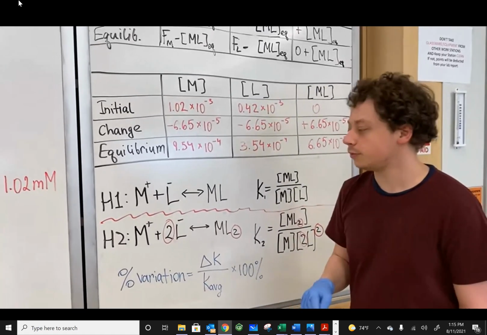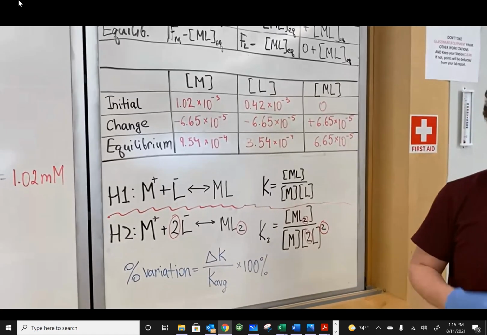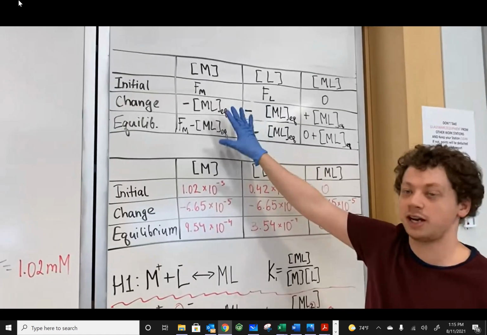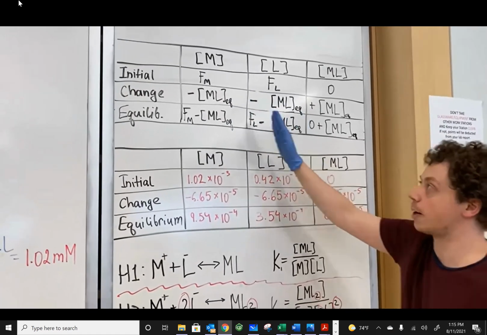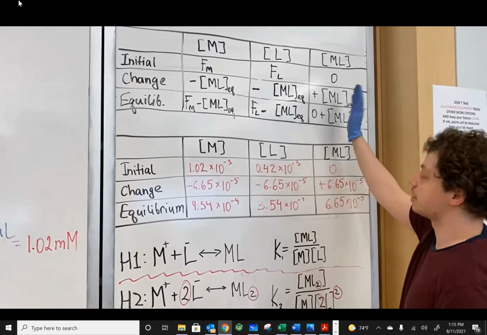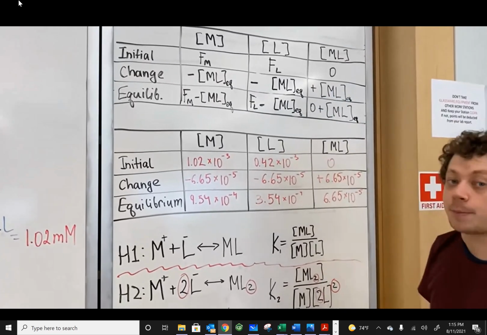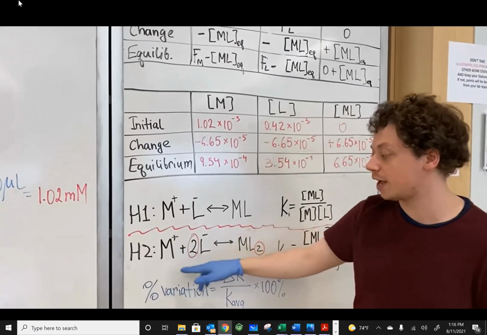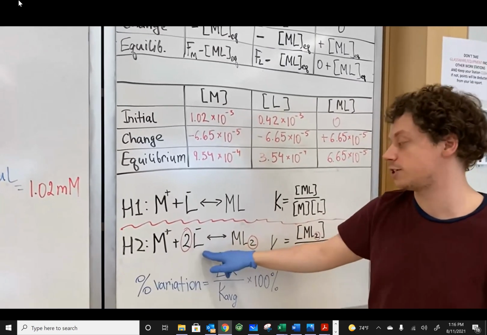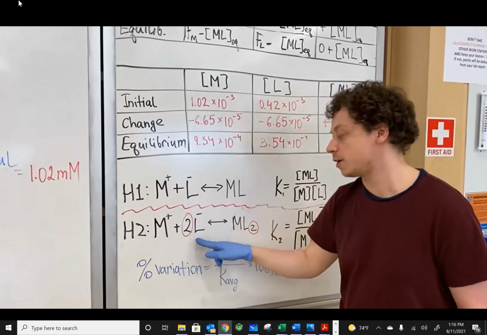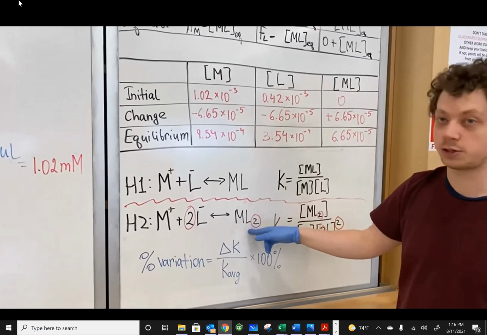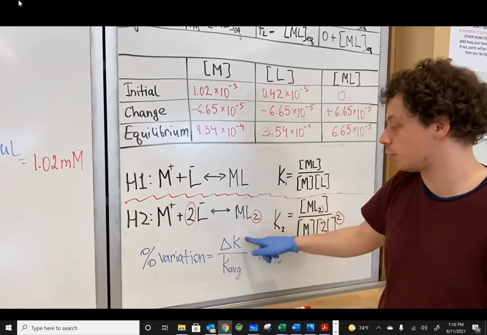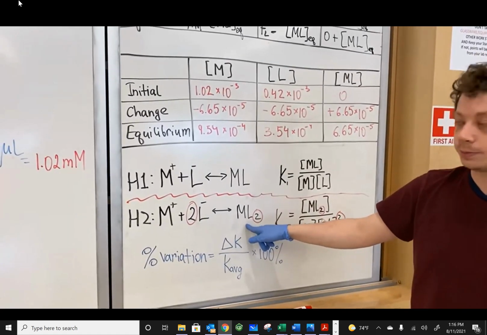Now, the problem comes when you switch to hypothesis 2. All of this math up here is based off of the idea that there is a 1-to-1 relationship between our metal and our ligand and our complex. Hypothesis 2 says that it is possible for the metal and the ligand to have a 1-to-2 ratio, and therefore the ligand will have a 2-to-1 ratio with its product. In other words, you take one M, you stick two L's on it, and you form the ML2 complex.